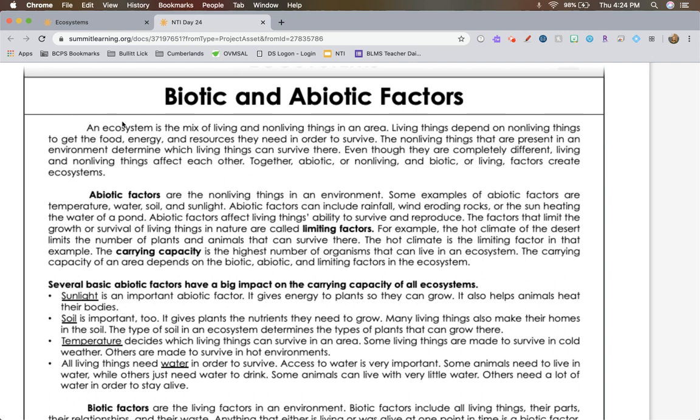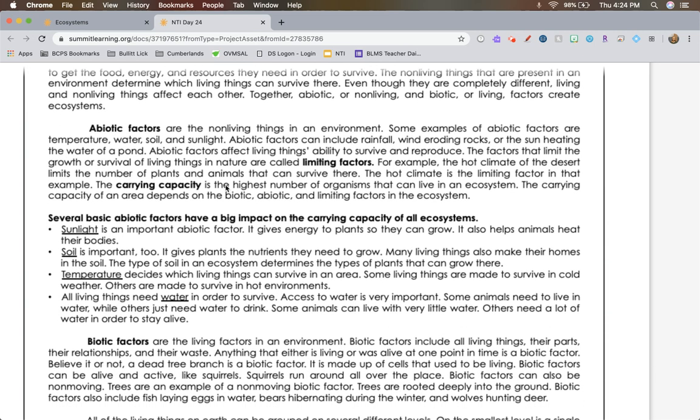An ecosystem is the mix of living and non-living things in an area. Living things depend on non-living things to get the food, energy, and resources they need in order to survive. The non-living things that are present in an environment determine which living things can survive there. Even though they are completely different, living and non-living things affect each other. Together, abiotic or non-living and biotic or living factors create ecosystems.